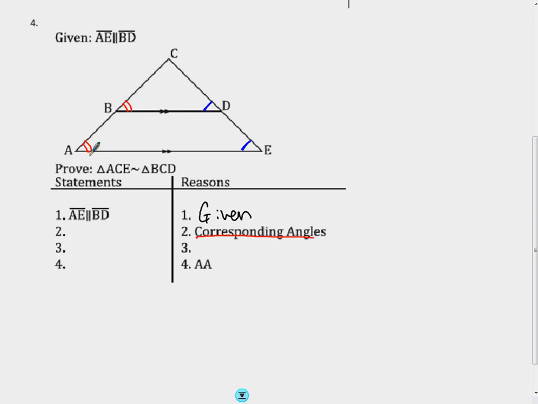Number 3 is wide open. I could use corresponding angles, or, given this picture, what other two angles have to be congruent to each other? C has to be congruent to itself. Because if I look at the two triangles, ACE and BCD, they both share a letter C. So angle C has to be congruent to angle C. And what would my reason be for that? Reflexive property. Last thing I need to state is that the two triangles are similar to each other.